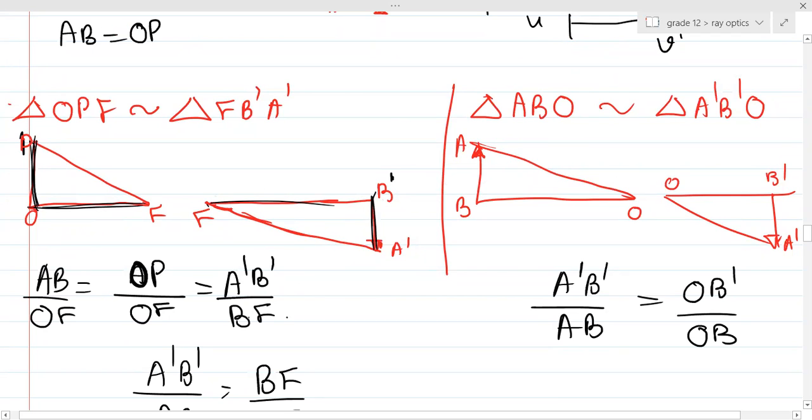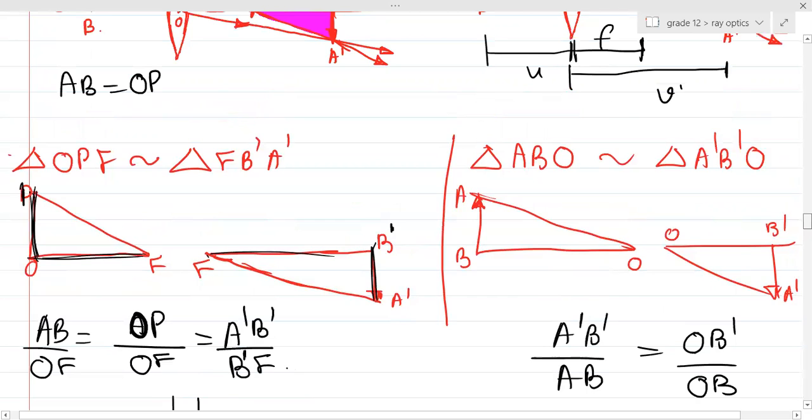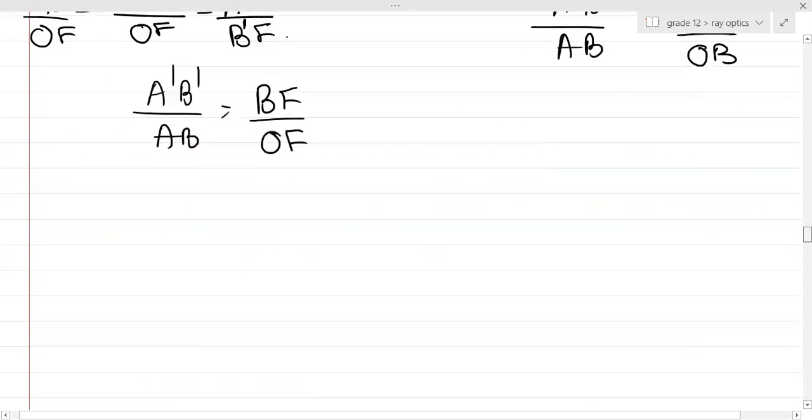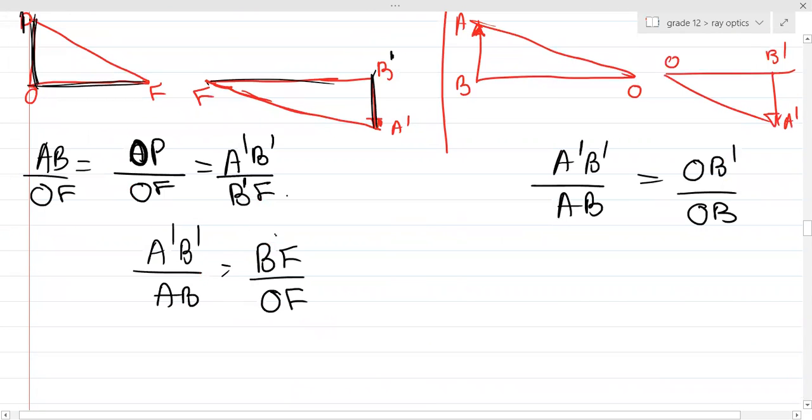FB dash. FB dash, right? This is B dash. So guys, see clearly over here. This was B dash, right? So OP upon OF is equal to A dash B dash upon B dash F. So OP was equal to AB, so I wrote it as the same thing. And from here I rearranged this thing into this particular form, right?